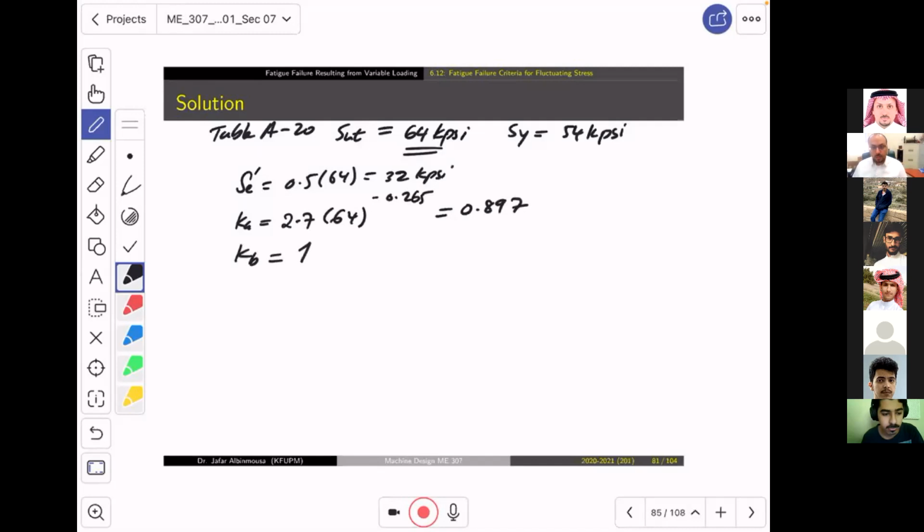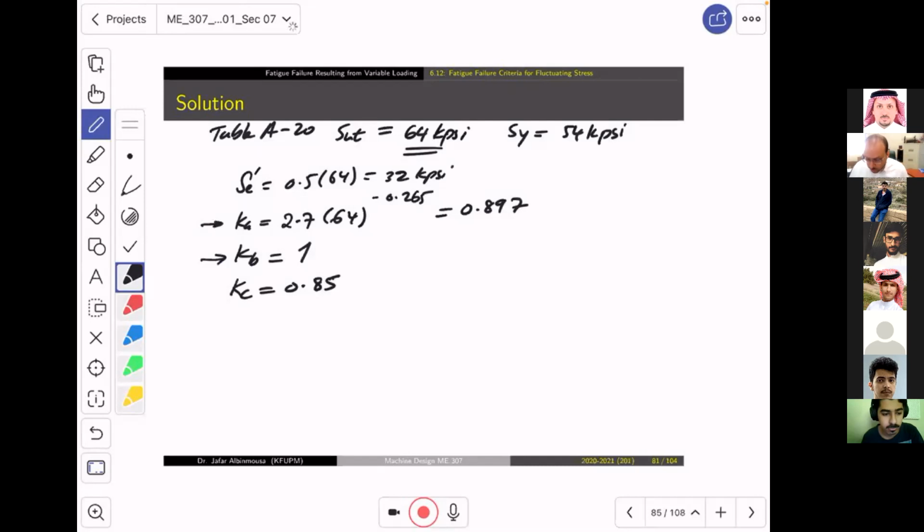Now, what is KB? It is equal to 1. Why? Because the size factor, if you remember, we said this is the surface factor. The size factor becomes equal to 1 if we have axial loading. We have cyclic axial loading. Now, what is Kc? Kc is equal to 0.85. Why? Kc equals 1 in bending. It is equal to 0.85 for axial and 0.59 for torsion. Now, that's it. Nothing about temperature, nothing about reliability.